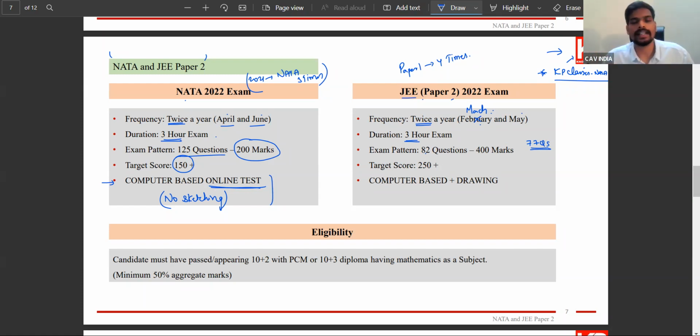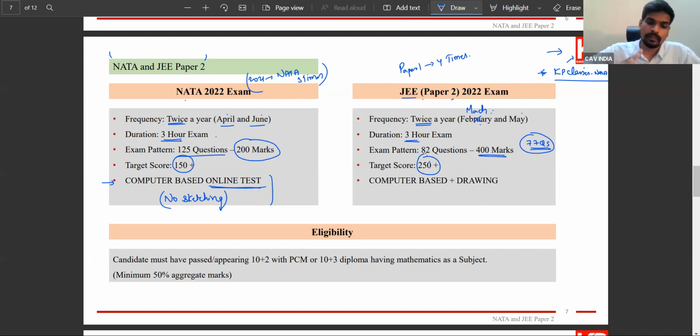I'll talk about the details of the exam syllabus in a while, you will get better clarity. Of 82 questions, you should answer 77 questions in 3 hours. And the total weightage is 400 marks for this exam. If you target a score above 250, you can get into NITs for sure using this score, right? So your target score to get into NITs and SPAs should be above 250 plus.